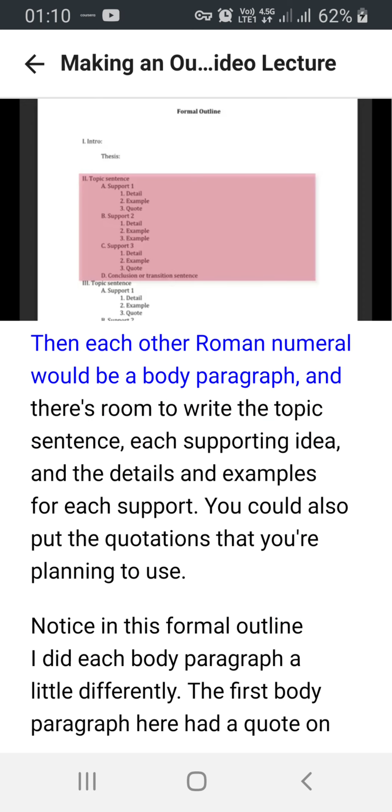Then each other Roman numeral would be a body paragraph, and there's room to write the topic sentence, each supporting idea, and the details and examples for each support. You could also put the quotations that you're planning to use.